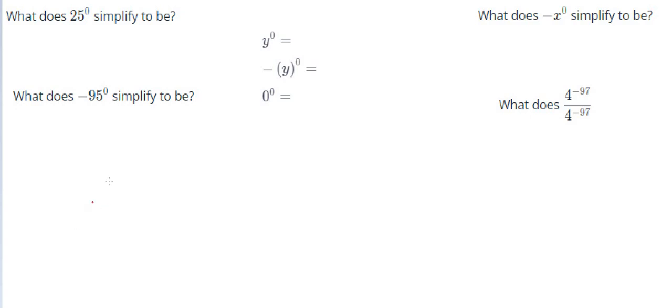So we're going to learn about the exponent of 0. And real briefly, from the last section, we learned that when we divide with exponents and they have the same base, we just subtract.